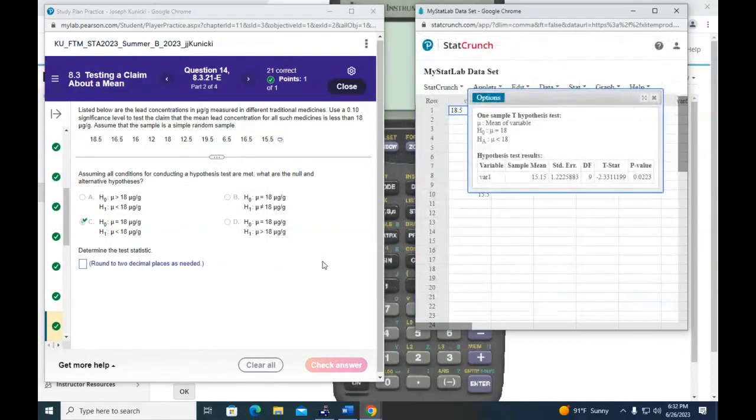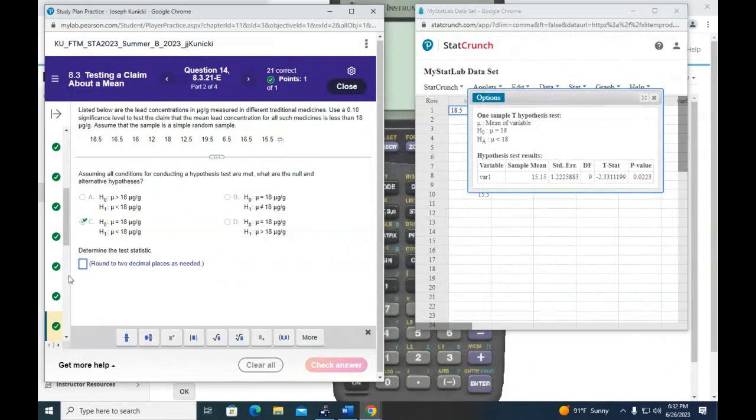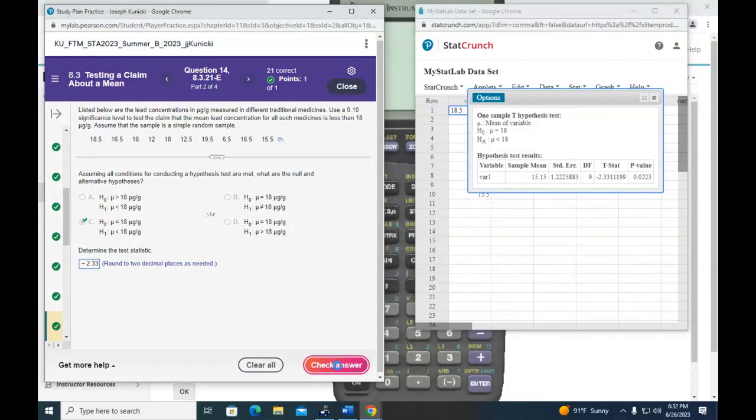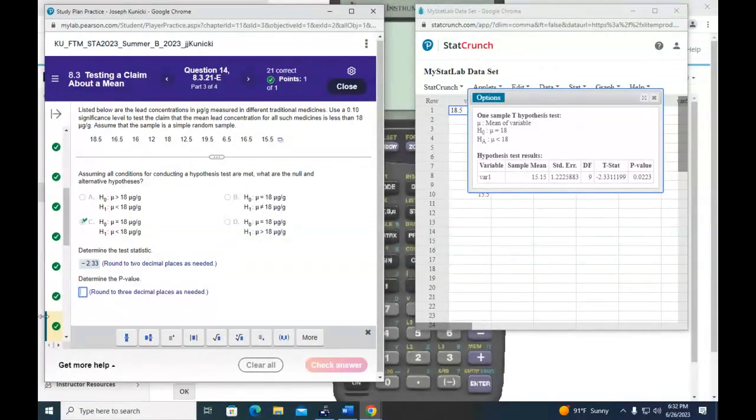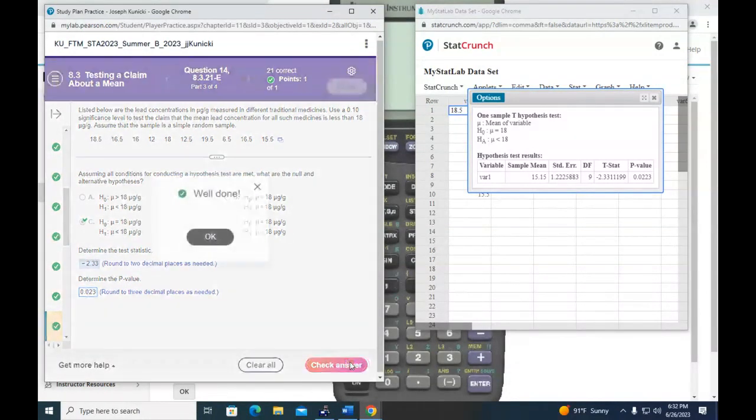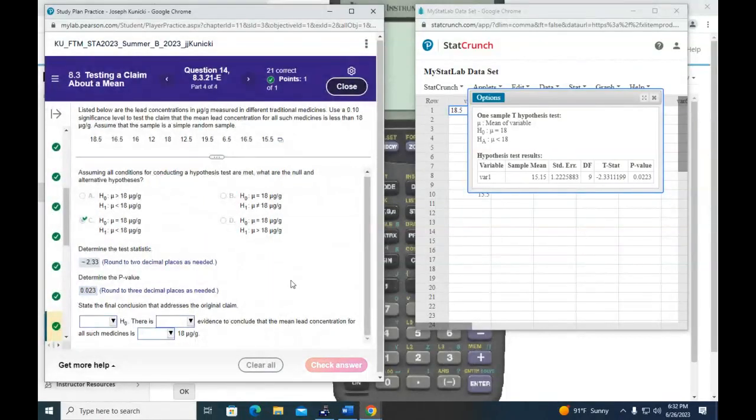Determine the test statistic, minus 2.33. And they're using 10% for alpha. And look at P. Well, they give us the P value as 0.0222. Let me see if they would accept it. Yeah, close enough. I didn't feel like changing. All right. So since that's less than 10%, we reject.